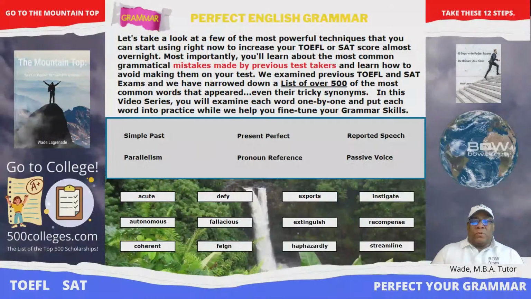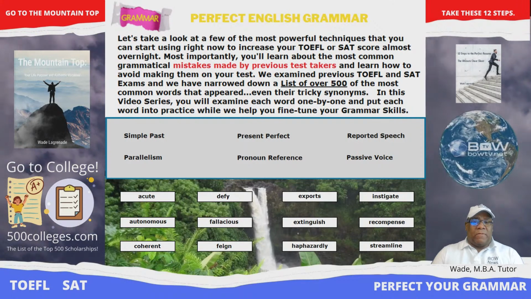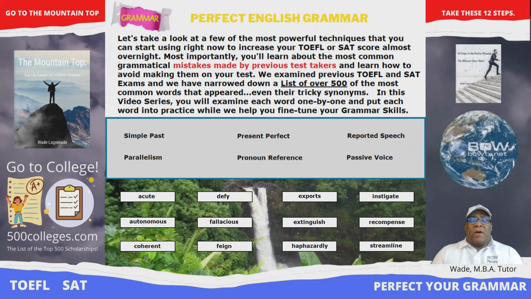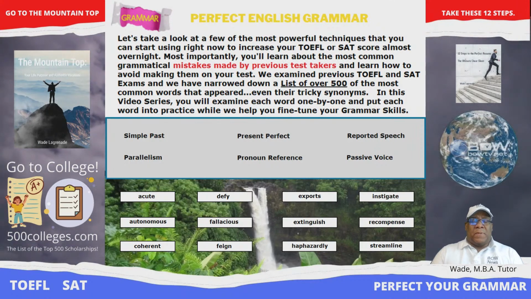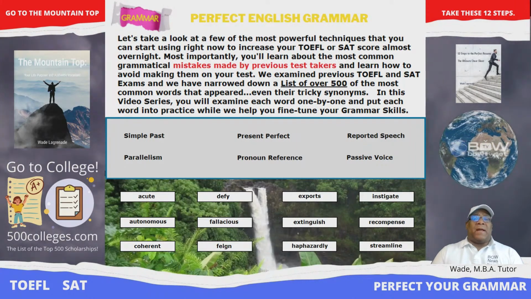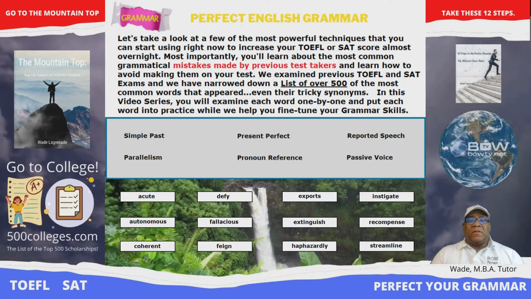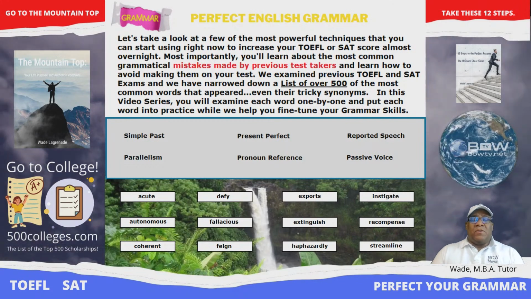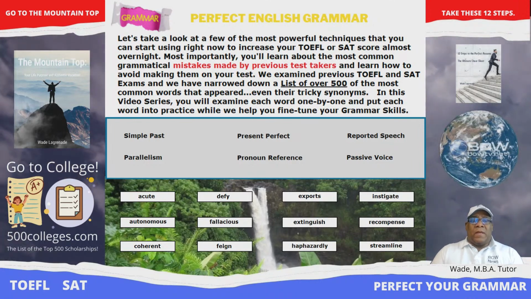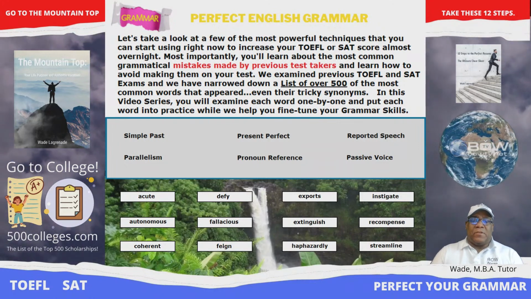With respect to other elements of English grammar, we're going to take a look at present perfect as well as pronoun references. As we get further into the more complex rules of grammar, we're going to start spending a lot more time looking at examples and putting them into practice, because practice makes perfect. As you increase your index cards with synonyms as well as definitions, and you continually shuffle through them throughout the day, that is going to reinforce memory going into the TOEFL and SAT exams.